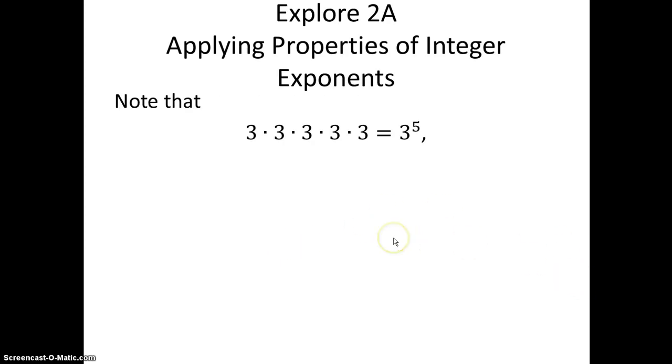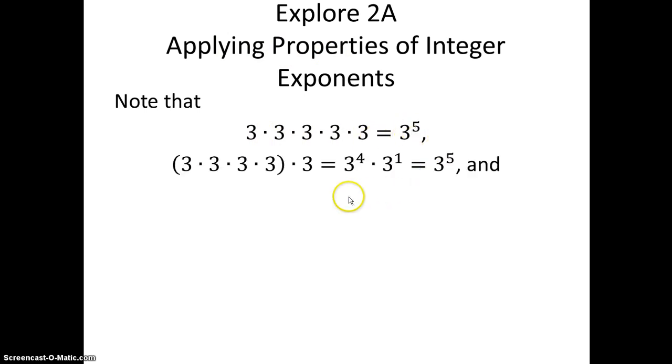Okay, so let's apply some properties of integer exponents, or basically develop them in the first place so that we can apply them. So remember that if I have 3 written as a factor 5 times, I can write this as shorthand 3 to the power 5. Similarly, notice that if I put these 3's as factors in parentheses, this would be 3 to the power 4 times 3 to the power 1, which is just 3, written as a factor 1 time.